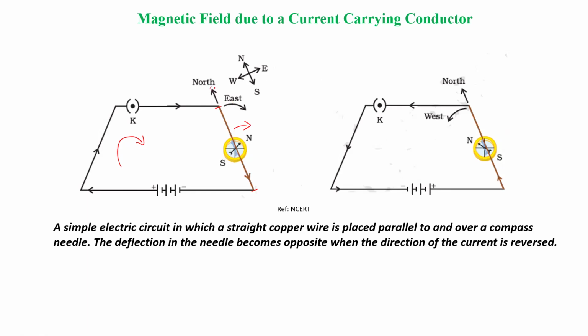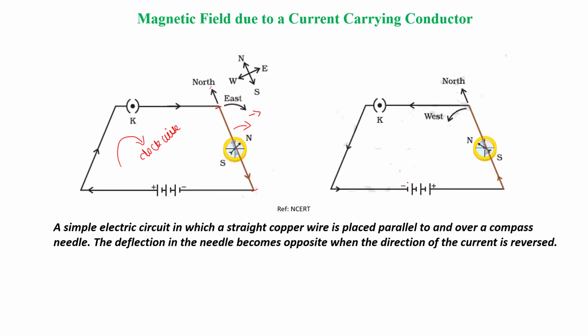This direction is the north, this is the east. So we can say that the magnet is deflected towards the east side when the direction of the electric current is clockwise. It is moving from left to right.